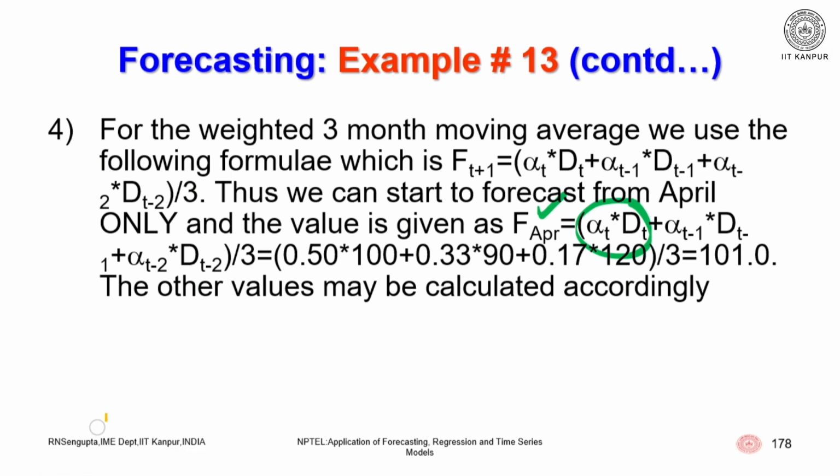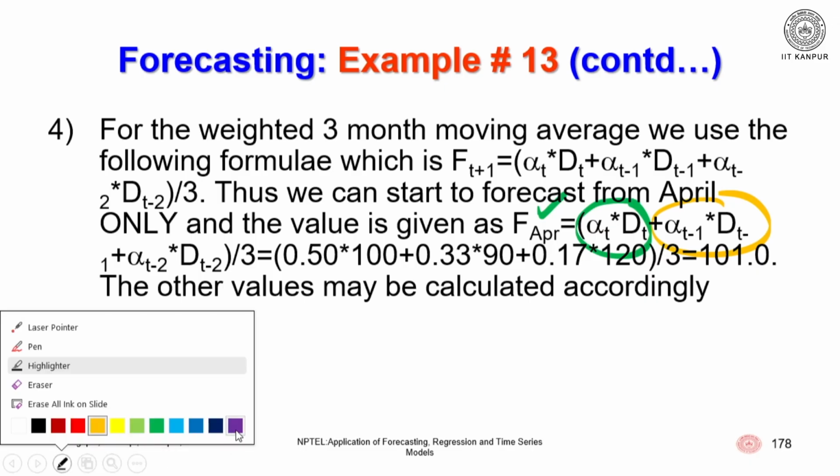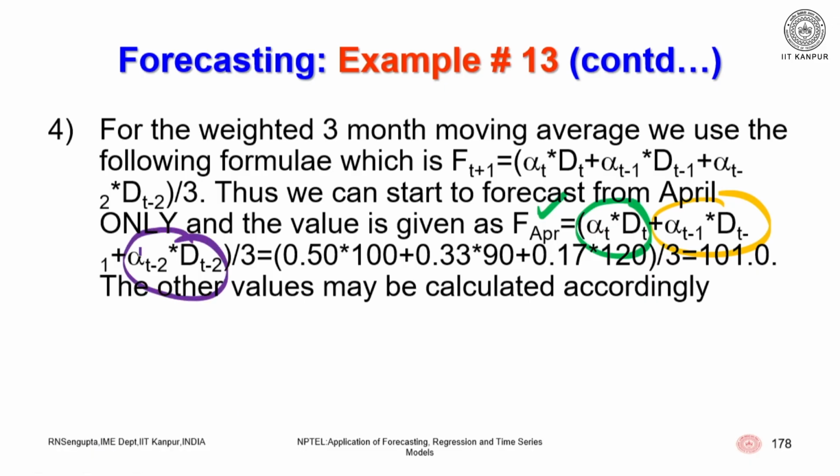So, if I consider alpha t minus 1 and d t minus 1, it is basically the weightages and the actual value for February. And finally, if I consider alpha t minus 2 and d t minus 2, it is basically the weightages and the actual values for the corresponding month of February. So, d, remember, is y. I just wanted to clarify it.